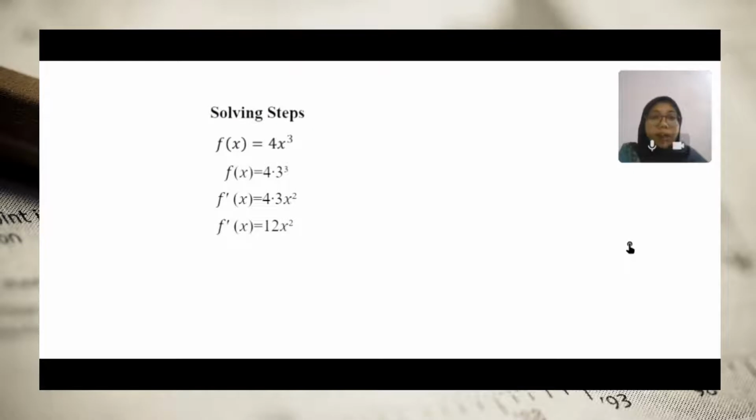So now I will be showing the solving steps in HeyHi. For example, f of x equals 4x to the power of 3, and then f prime of x equals 4 times 3x to the power of 2, and the answer will be f prime of x equals 12x to the power of 2.